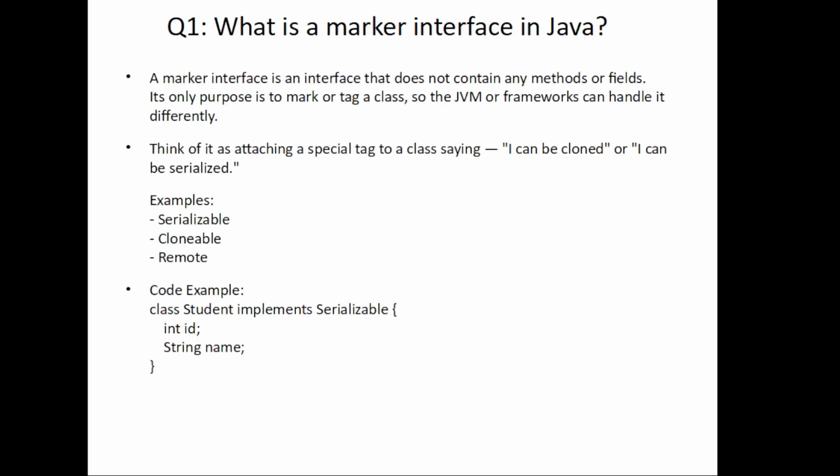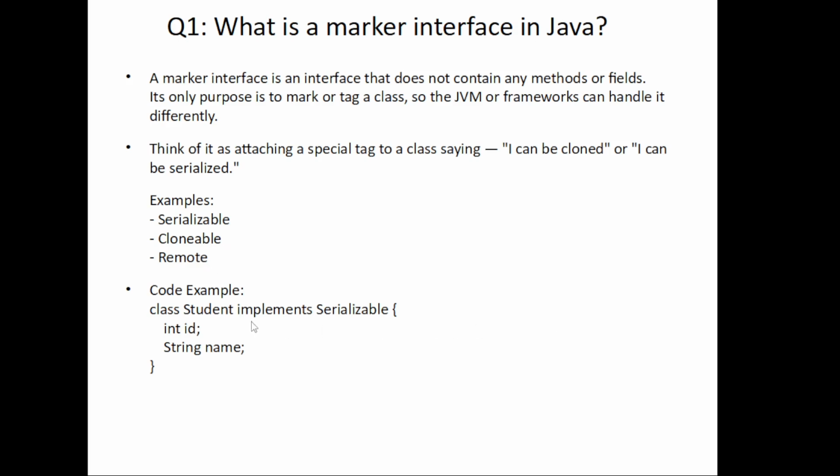Let's begin with something simple and tricky. What is a marker interface in Java? A marker interface is just an empty interface, no methods, no fields, and used to mark a class as having a special behavior. Now you might wonder, what's the point of an empty interface? Well, marker interfaces tell the JVM or frameworks that a class has a special property. Examples of marker interfaces include Serializable, Cloneable, and Remote.